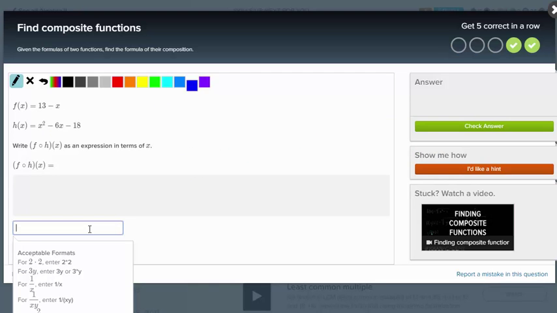All right. Next one. f of h of x, right? So take h of x and put in for every x into f of x. So instead of 13 minus x, it's 13 minus the quantity x squared minus 6x minus 18. When I have multi-terms like this and all craziness, I definitely want to put it in parentheses. So I want to remember when there's a minus in front of a parenthesis, actually there's a 1 there that wants to be multiplied through, so let's do that.